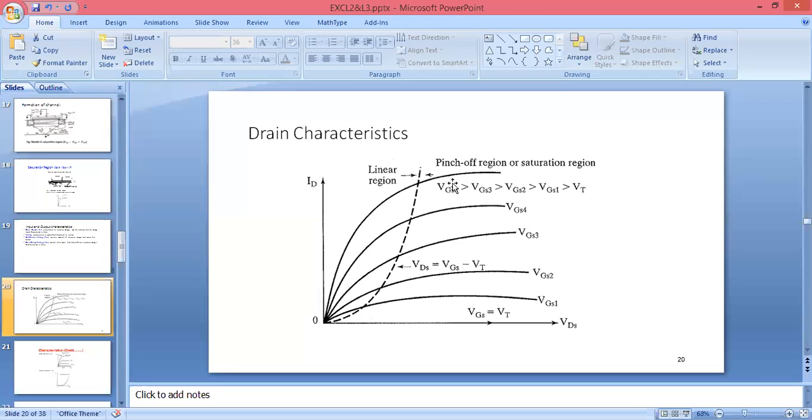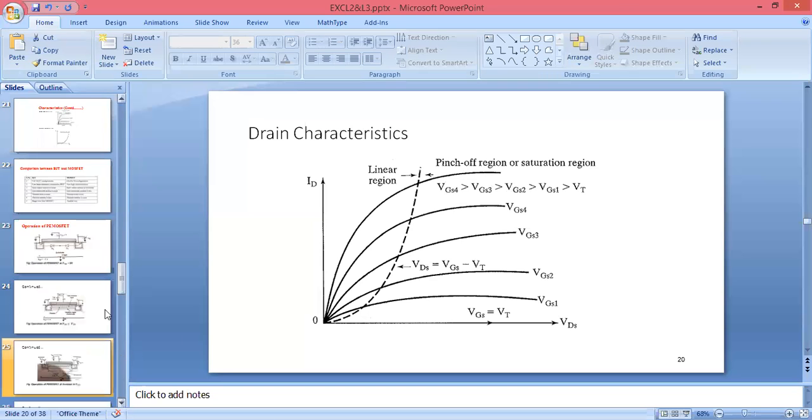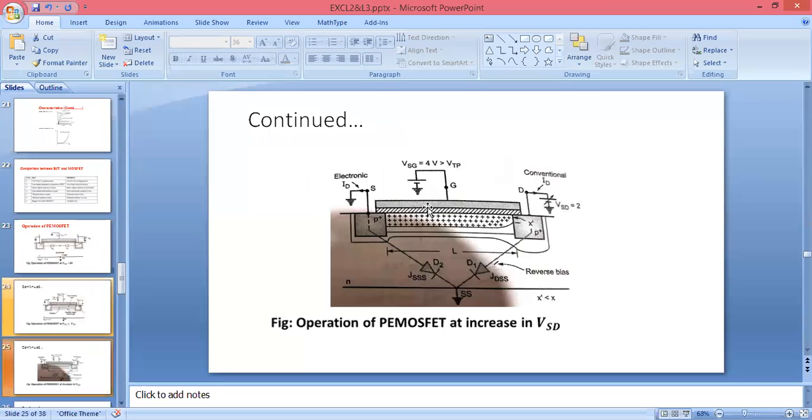और पिंच ऑफ और सैचुरेशन रीजन के लिए क्या करना पड़ेगा? मुझे VDS भी अप्लाई करना पड़ेगा. But as here we are giving supply to the P channel enhancement MOSFET, that's why we have to give here minus VDS, or we can say VSD. Now we will move to our diagram.